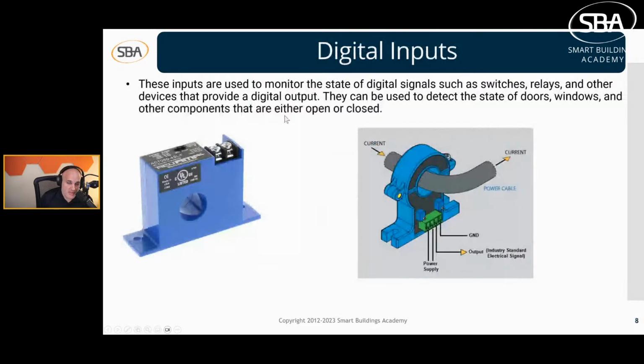Then you have digital inputs, which are sometimes called contact inputs. They're sometimes called dry contacts. I prefer the term digital inputs, and the reason why is because what I'm truly sensing here is two states. It's either open or closed, it's either on or off. I'm sensing a digital signal. I'm not sensing a resistive signal, I'm sensing a digital signal. The purpose of these would be things like current sensing relays.